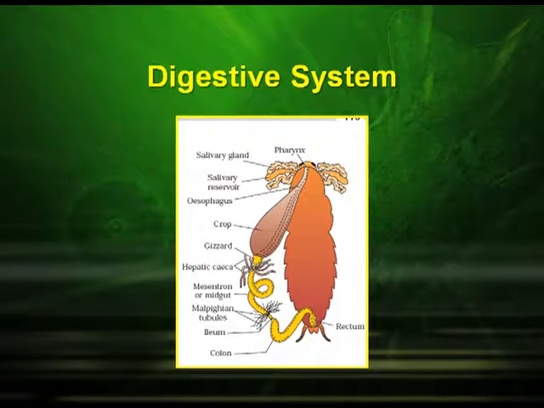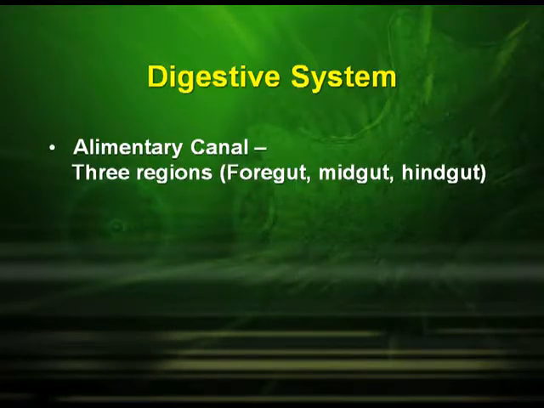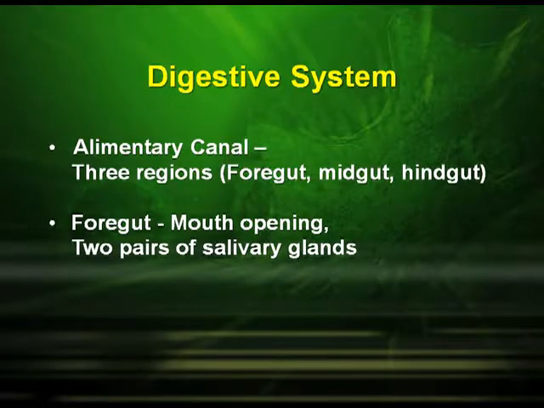In the abdomen, they have 10 segments which bear a pair of jointed filamentous anal styles. Anatomy: the digestive system. The alimentary canal has three regions: the foregut, the midgut and the hindgut. The foregut is the mouth opening with two pairs of salivary glands.